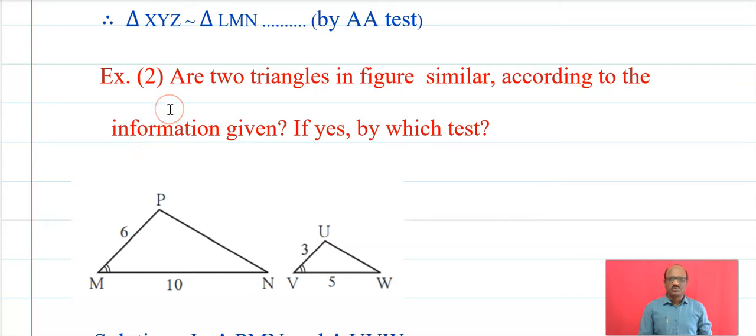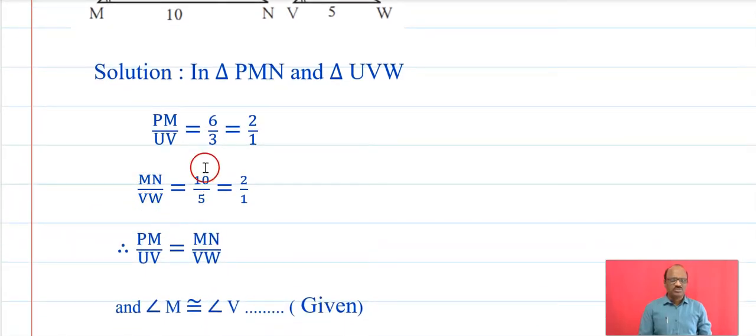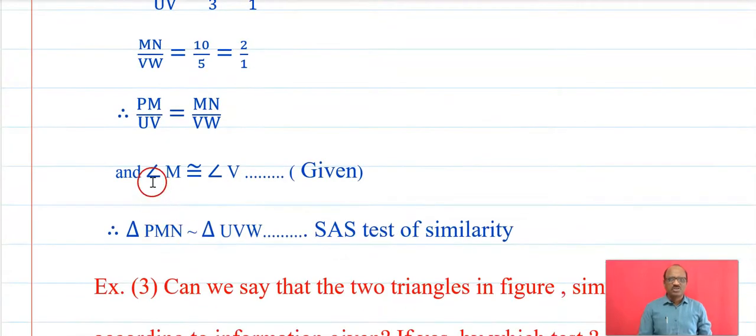Example number 2. Are the two triangles in the figure similar according to the information given? If yes, by which test? That is, triangle PMN and triangle UVW. In triangle PMN and triangle UVW, PM/UV = 6/3, that is 2/1, and MN/VW = 10/5, that is 2/1. Therefore, PM/UV = MN/VW. Also, the measure of angle M is congruent to the measure of angle V, and that's why triangle PMN is similar to triangle UVW by the SAS test of similarity.